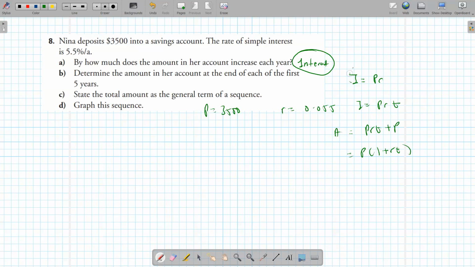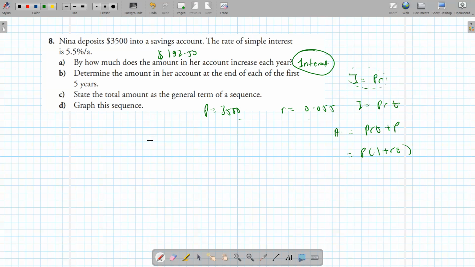So interest per year is just going to be P times R. So just multiply these two together. So 3,500 times 0.055. So the interest this person earns every year is $192.50.